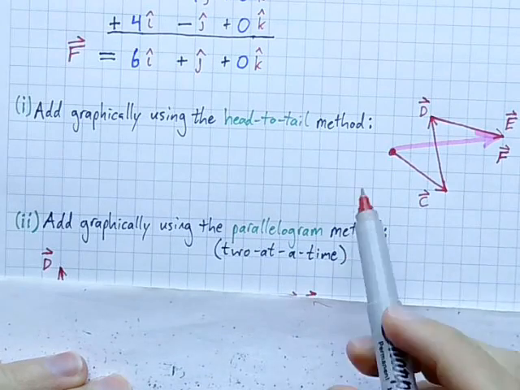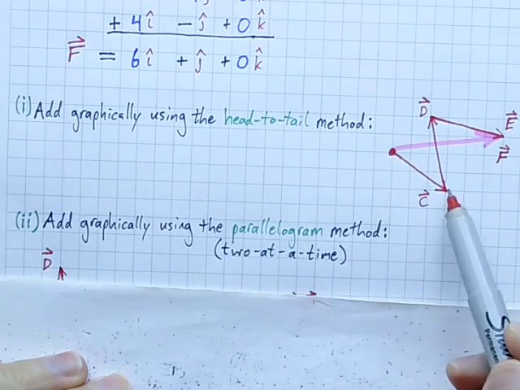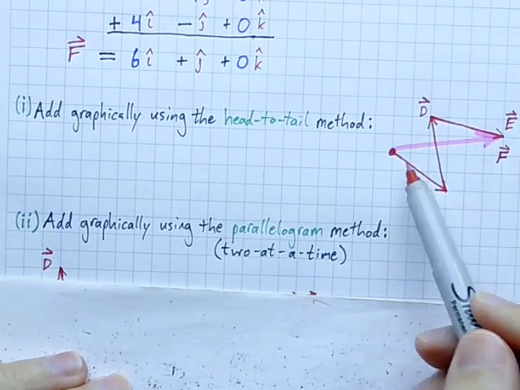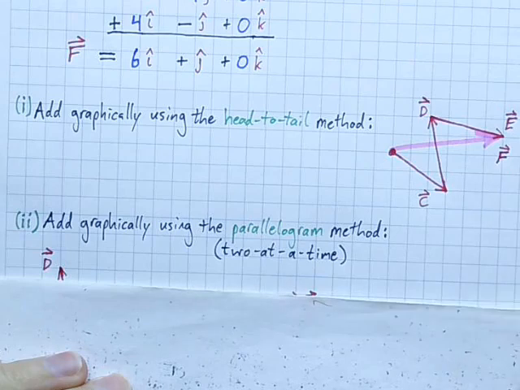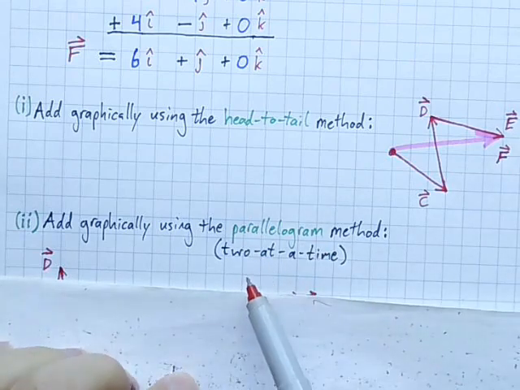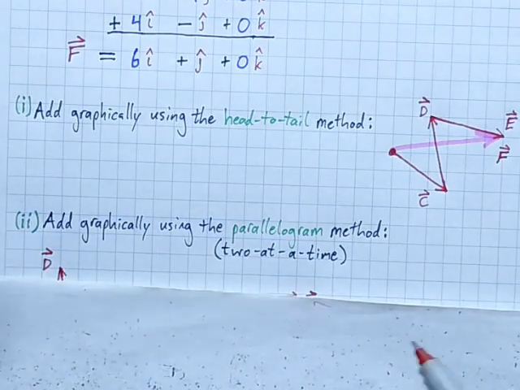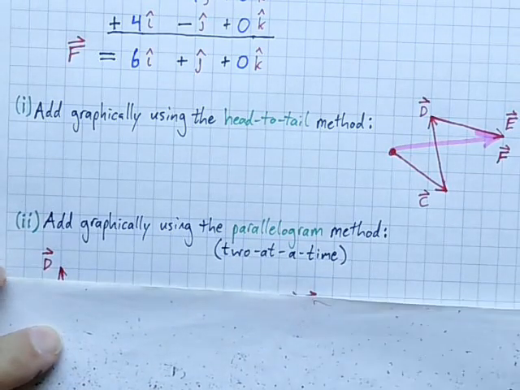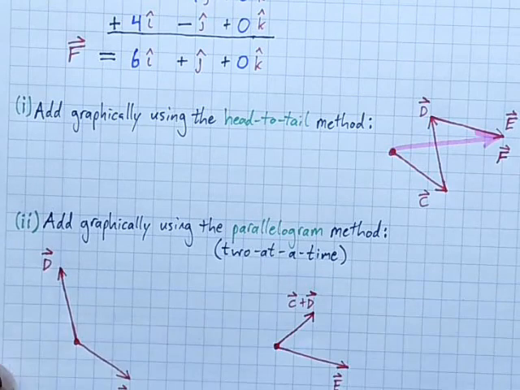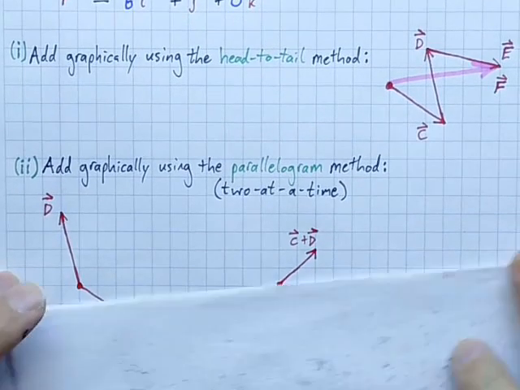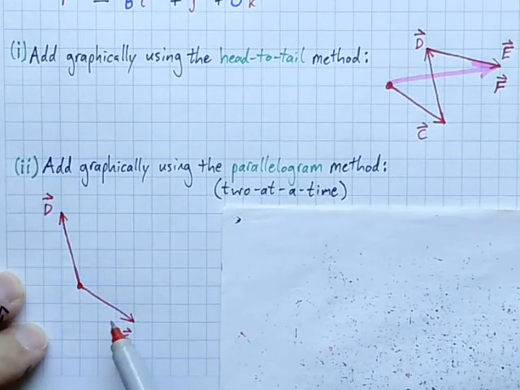Just make that chain. There's a second method, the parallelogram method. In contrast to the head to tail method, where you can add any number of vectors together, your chain can be of any length, in the parallelogram method, you have to take your vectors 2 at a time. That's a bit more limiting, but we'll also see that there is some usefulness to the parallelogram method. So 2 at a time. I want to add C plus D plus E. I'll start by adding C plus D.